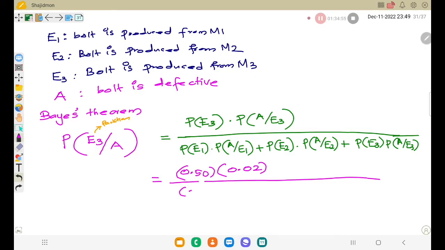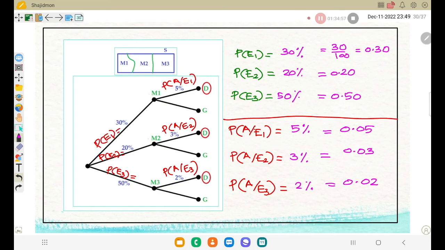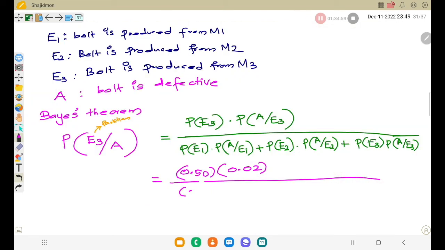Probability of E3 is 0.50, and probability of A given E3 means 0.02, divided by probability of E1 0.30 multiplied by A given E1 0.05, plus probability of E2 0.20 times A given E2 0.03, plus probability of E3 0.50 multiplied by A given E3 means 0.02.